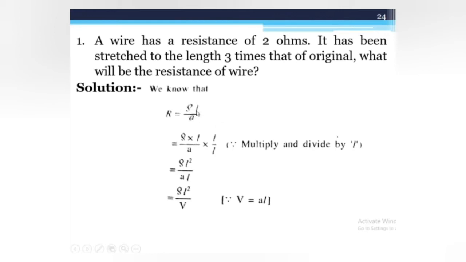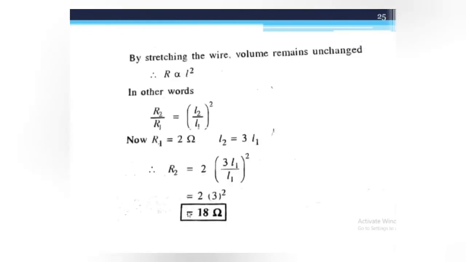Now multiply and divide this equation by L. So we get rho L square upon A L. Now as you know, the volume is equal to area into length, so we put A into L equal to V, the volume. So our equation becomes R equals rho L square by V. Now if we increase the length, the resistance increases. Rho and V become constants, right? So R is directly proportional to L square.